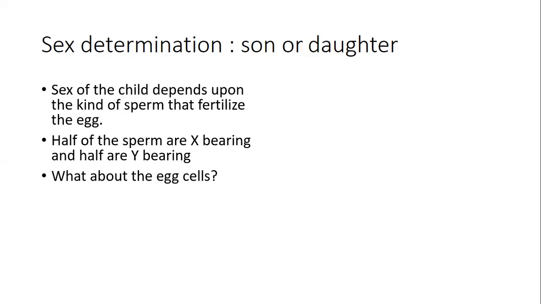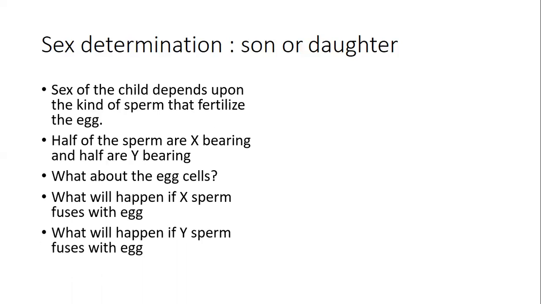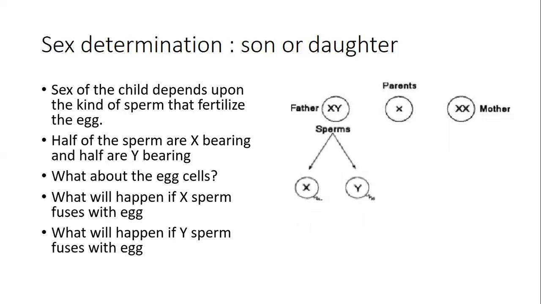So what about egg cells? We have already discussed. What will happen if X sperm fuses with the egg? It will be XX, so it will be a female child. What will happen if Y sperm fuses with the egg? It will be XY and it will be a male child. Here you can see the parents: father will have XY, the last set of chromosomes, that is sex chromosomes. Mother will have XX. If you separate them, you will get X and Y sperm, whereas in mother you will get both X and X.